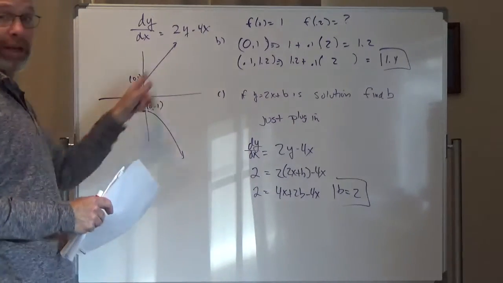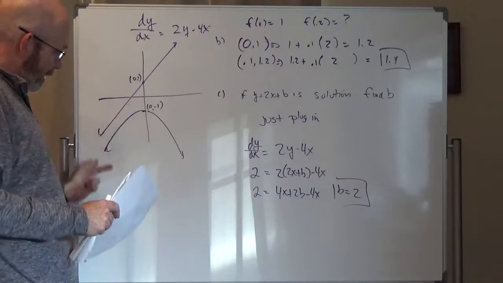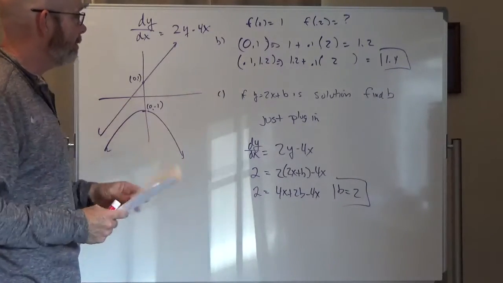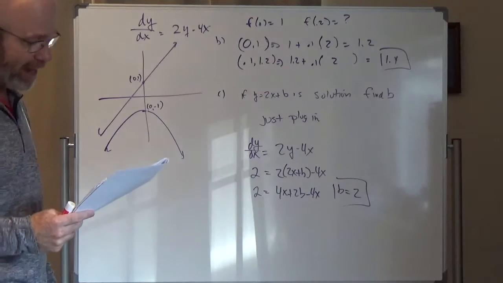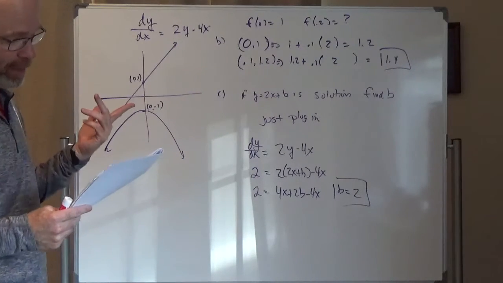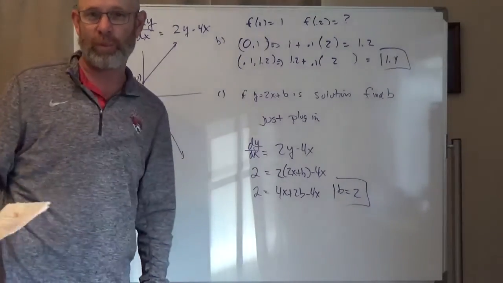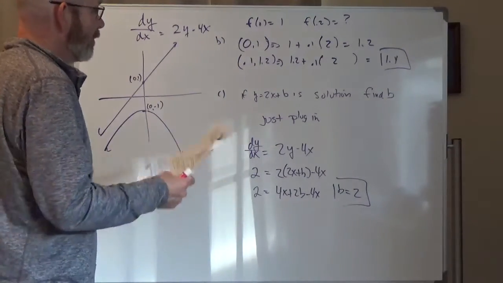So I think that's the one that goes through (0, 1). That's the one that goes through the point (0, -1). Kind of just graph those tangents. Part B says find the value using Euler's method. Again, you can see Euler's method is showing up a lot. I think it's going to show up one more time this week.